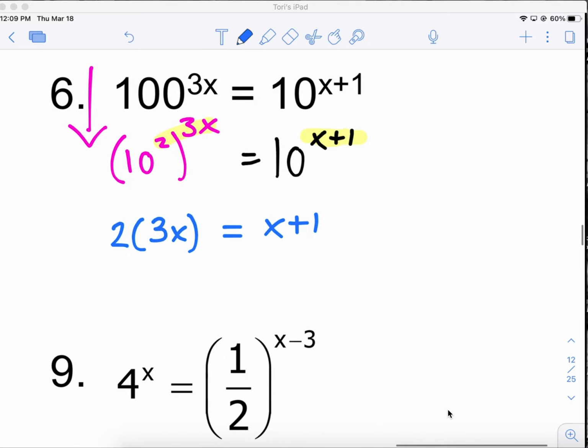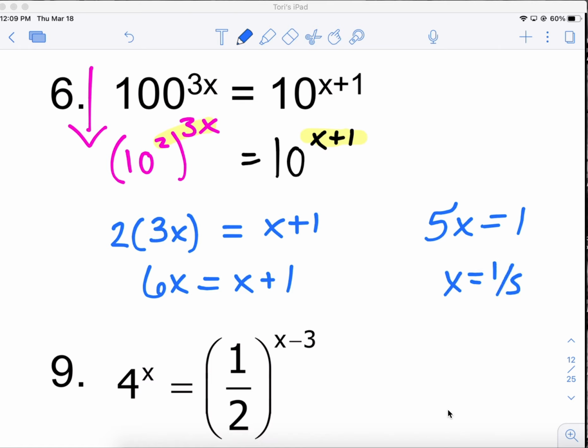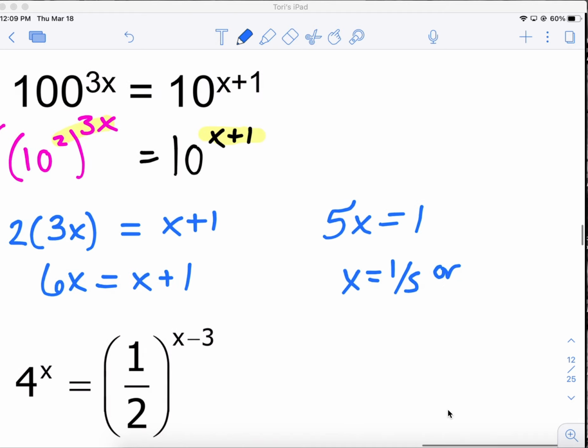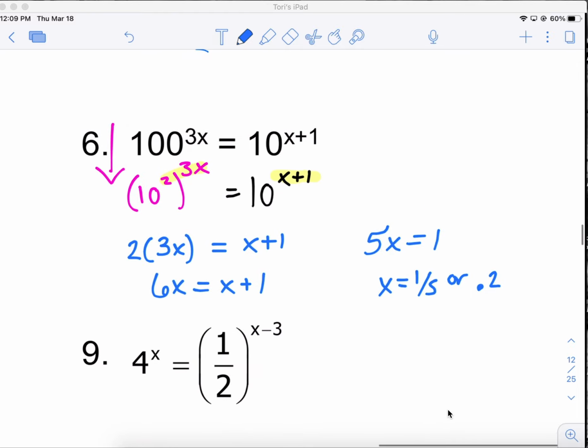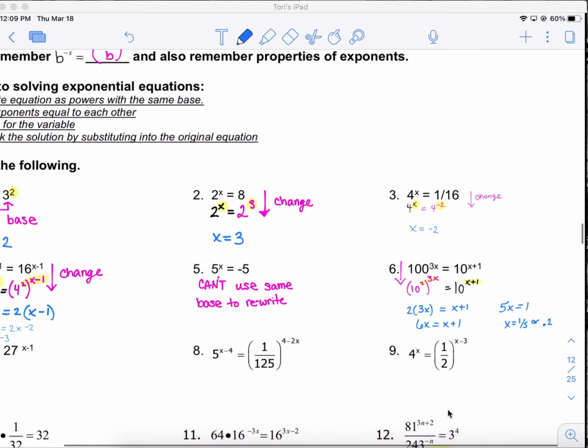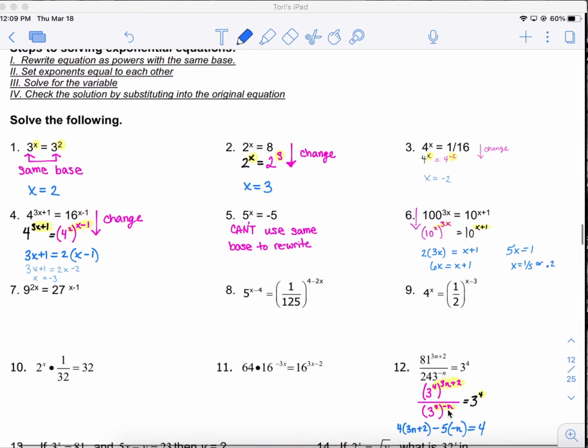All right, so solving this out. 2 times 3 is 6x equals x plus 1. I'm going to move the x to the other side by subtracting it. That gives me 5x equals 1. Divide both sides by 5 gives me 1 over 5. Okay, we can keep them fractions. If you wanted to give me 0.2, that would be fine also. I wouldn't mark that wrong. Okay. All right, if you missed 1 through 6, you could pause it now and copy those. Otherwise, we're going to hit 7 and 10 next.